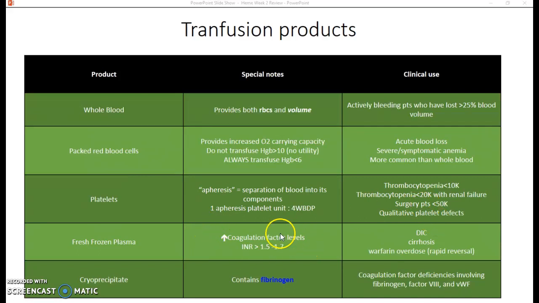FFP has coag factors. You can give it in DIC and cirrhosis. It also can be used with warfarin overdose to rapidly replace all the factors in cases where vitamin K is not going to be fast enough. Cryoprecipitate differs from FFP in that it contains high levels of fibrinogen, and so you can use that in coagulation factor defects.